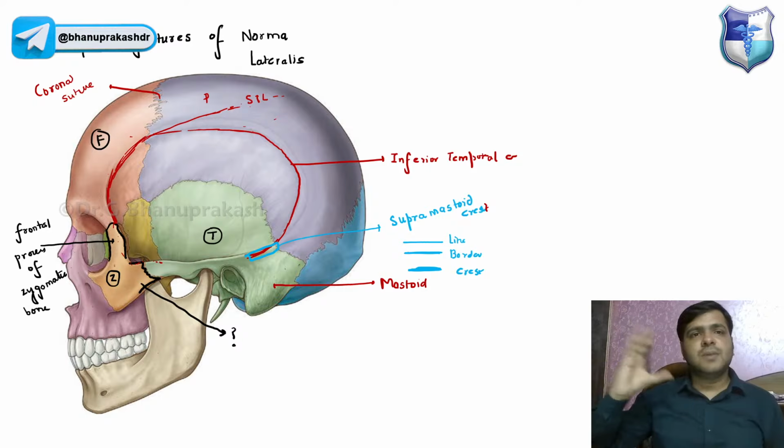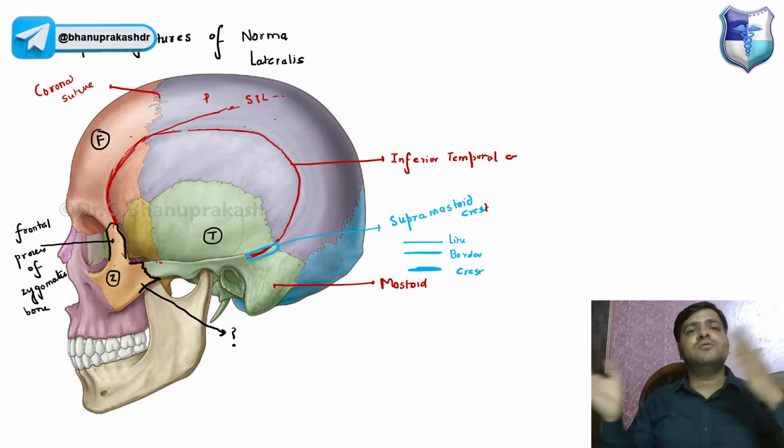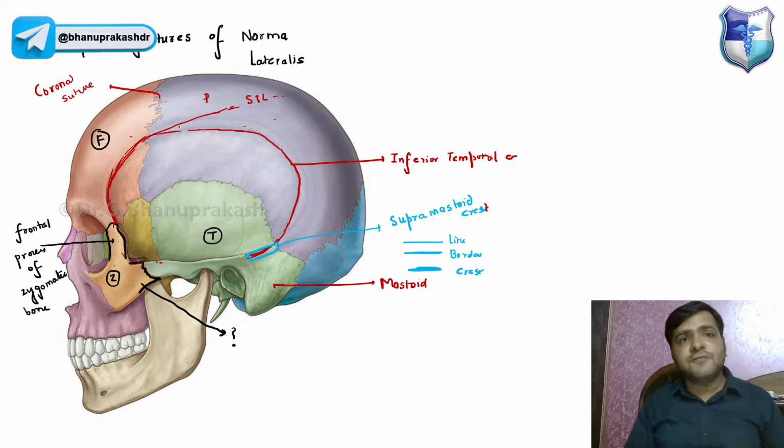We have the temporal lines, the supratemporal line, the infratemporal line. The temporal line, after crossing the coronal suture, divides into the supratemporal and infratemporal lines. The infratemporal line will curve downwards and will fuse with the supramastoid crest.